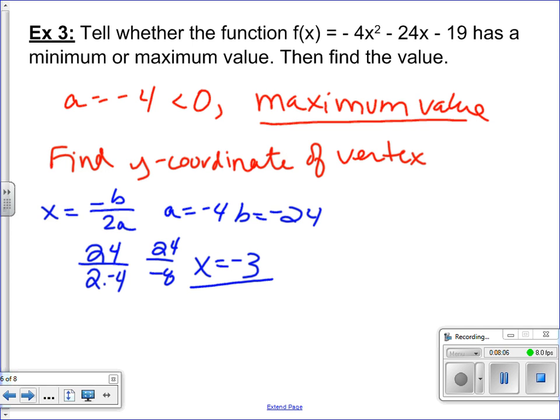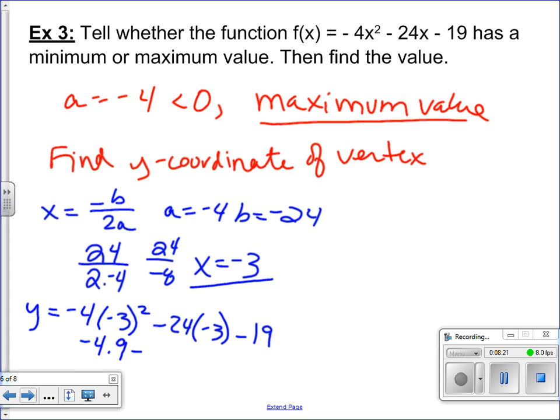So we substitute negative 3 into that equation to find y. Negative 4 times negative 3 squared minus 24 times negative 3 minus 19. Negative 3 squared is 9. Negative 4 times 9 minus 24 times negative 3. So really, they're both negative. I'll be adding. 4 times 3 is 12. So that is 72 minus 19. So negative 36 plus 72 minus 19. Negative 36 plus 72.